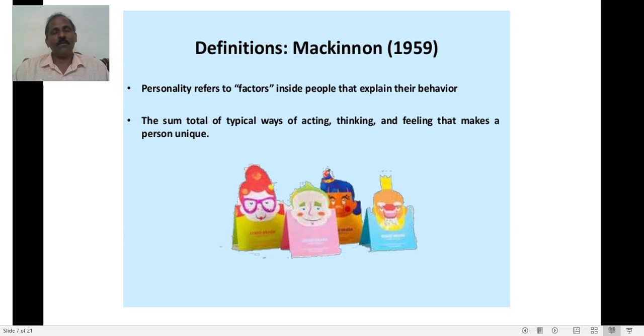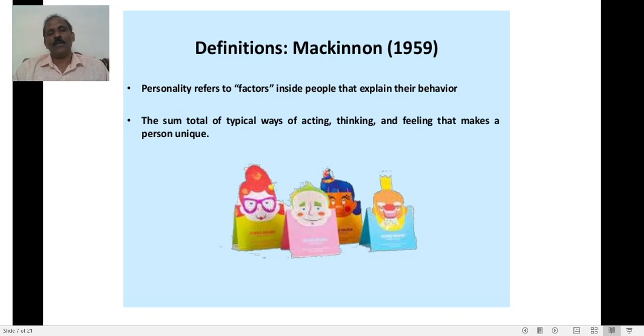McKinnon defines personality. He says personality refers to factors inside people that explain their behavior. Most of the time, when you are asked what you mean by personality, you take only the physical features or how a person appears to others as personality. In fact, it is only a part, not the personality. Personality is how one appears to others, and what he possesses inside, and how this self reacts to the external world.